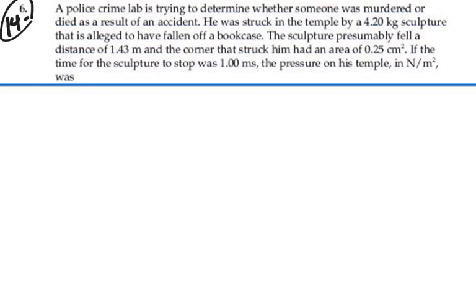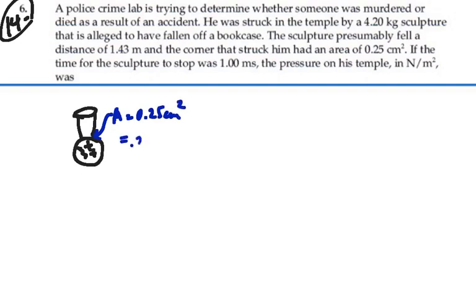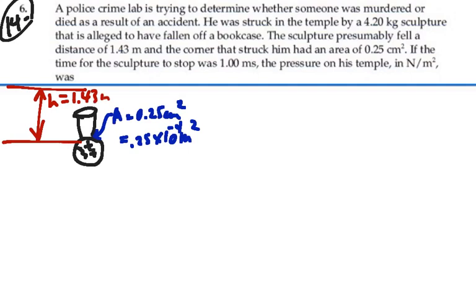alright, so we have a sculpture that fell and hit the poor guy. And the area of the sculpture is 0.25 square centimeters, which would be 0.25 times 10 to the minus 4 square meters. And it fell a distance of h equal to 1.43 meters.